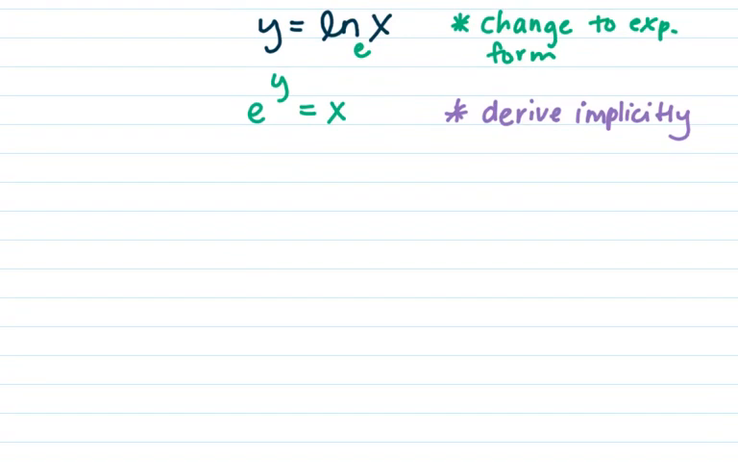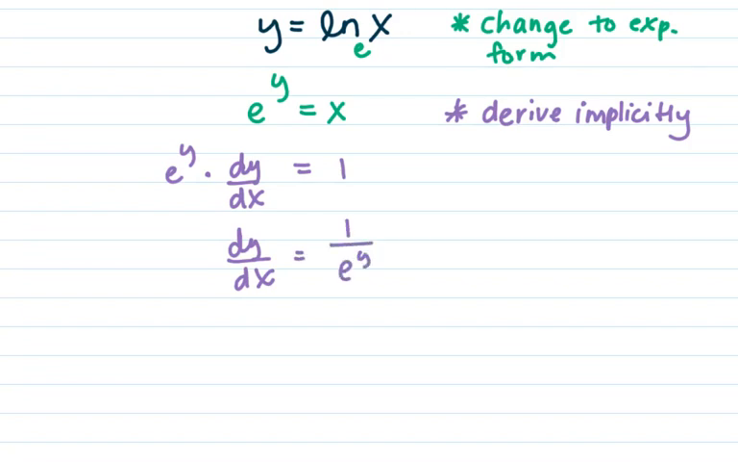All right, so the derivative of e to the y is itself, e to the y, times the derivative of that inside function, which means we get a dy dx showing up. And then the derivative of x is simply 1. Thus, if we solve for dy dx, we get 1 over e to the y, and guess what? E to the y equals x. So this is how we end up with the derivative of natural log of x equaling 1 over x.